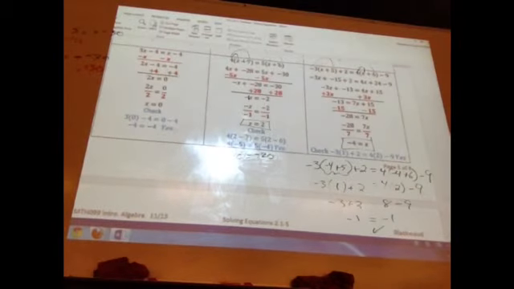Yeah, that's a lot. That, in fact, was chapter 2, sections 1 through 3.